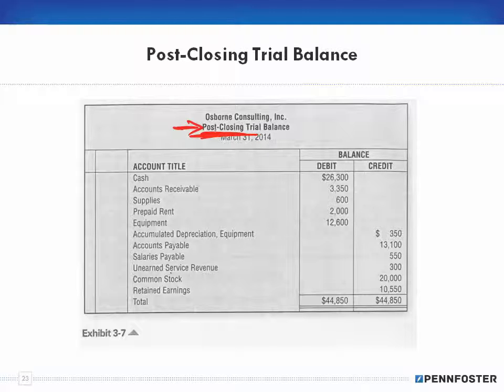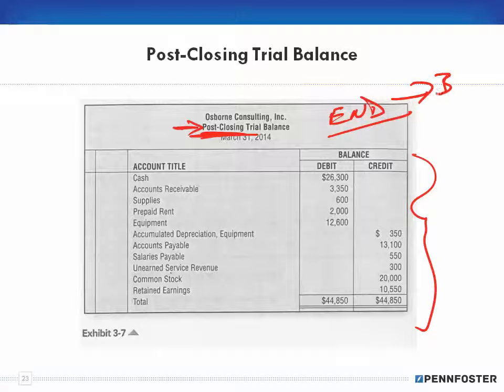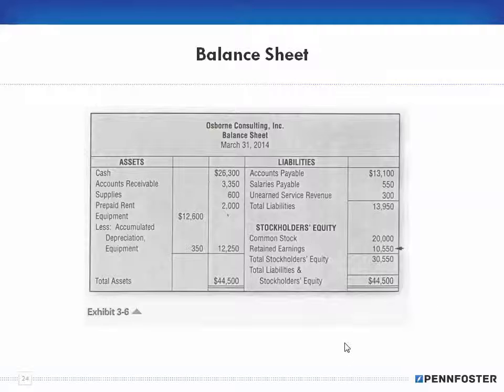After you make those closing entries, you create this post-closing trial balance, and these balances are your ending balances for the period, which now become the beginning balances for the next accounting period. Now, here's the thing. If you look at this, all that's on here is your assets, liability, and equity accounts. And notice that your retained earnings account is 10,550, which is exactly what your balance sheet should look like.